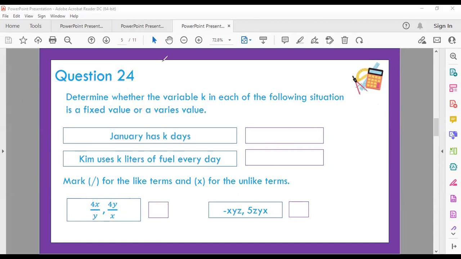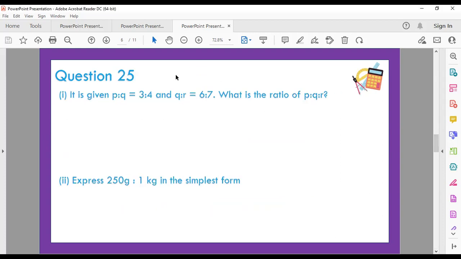Now we are rushing for time a bit. Okay, 25. This one is a question on ratio. Now, P to Q is equivalent to 3 to 4. But on the other side, Q to R is equivalent to 6 to 7. So the Q on both sides are not the same.